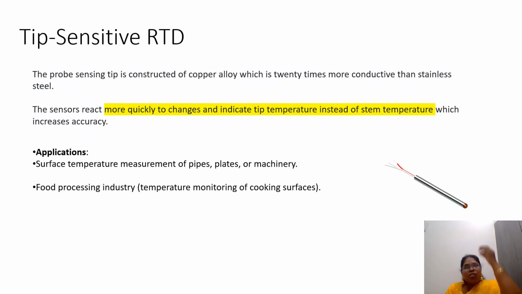Mostly they use a stem type of RTD. We can also have a tip type. The tip type conducts very quickly compared to steel, and also improves the accuracy. The application is surface temperature measurement of pipes, plates and machinery, and in food processing we can use this tip sensitive RTD for monitoring the temperature.